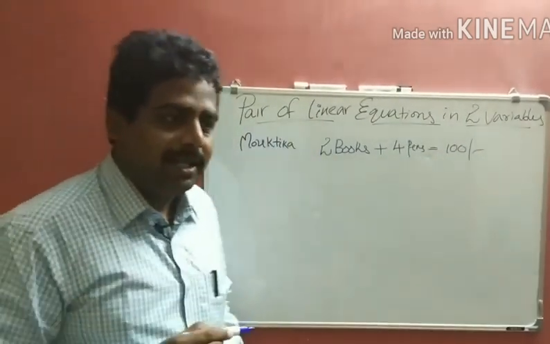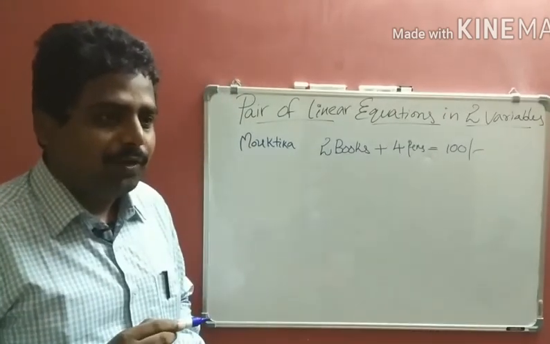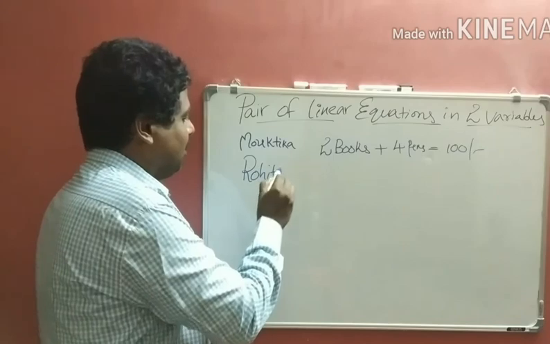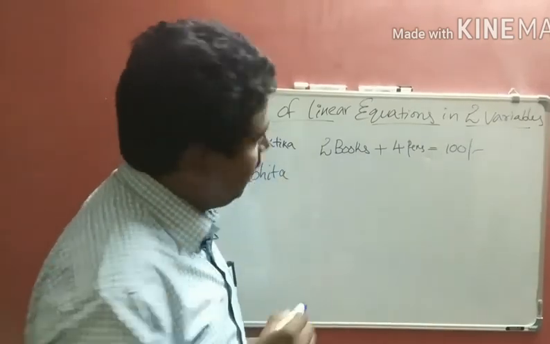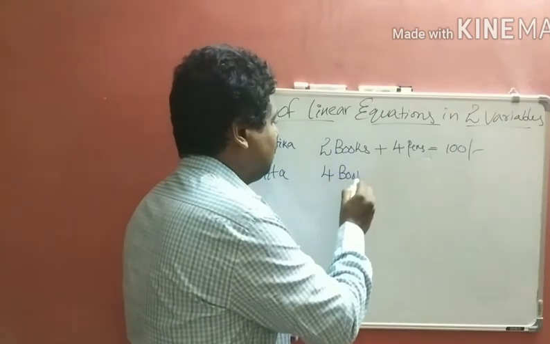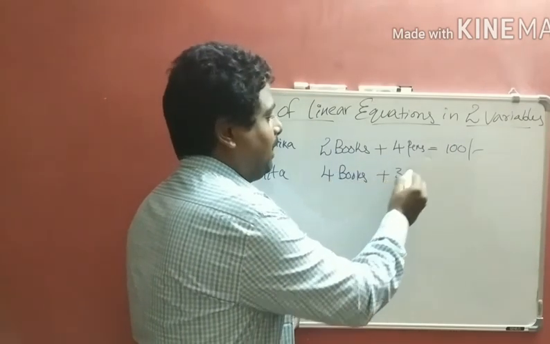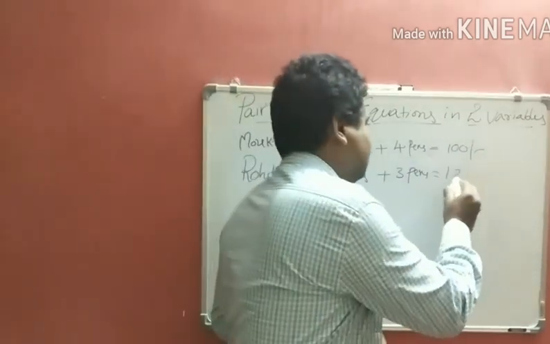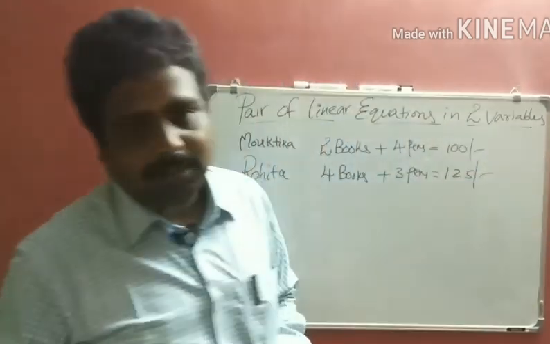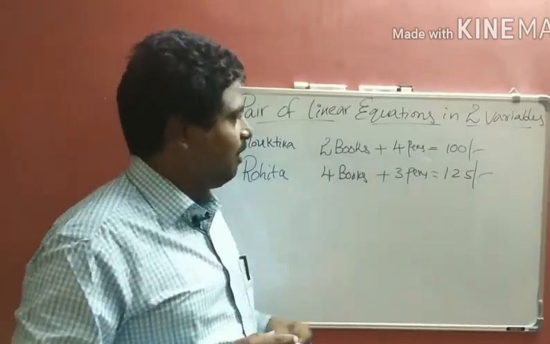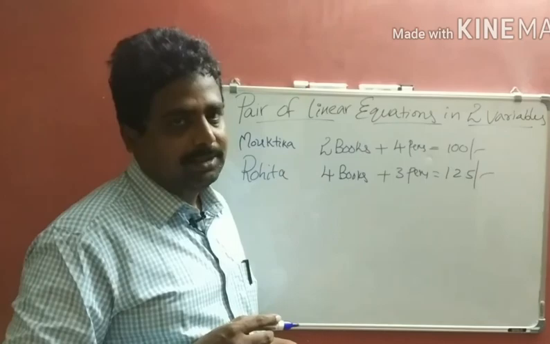Another day, another little cute girl, Rohita, went to the shop and she buys 4 books and 3 pens. Her father pays 125 rupees. Now, the question is, how can we find the cost of one book and the cost of one pen?